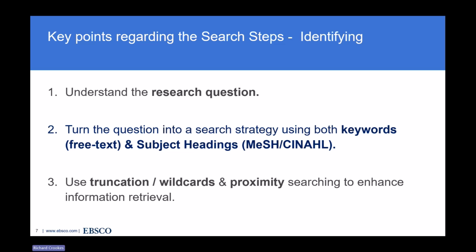And key points then regarding the search steps in terms of identifying what's out there begins with understanding the research question. So that may be based on a particular scenario, clinical scenario, but you'll have the research question that will then lend itself to creating a viable or suitable search strategy using a combination of keywords, that is the free text terms used perhaps by authors, researchers, editors, and so on, and also the subject headings, the authoritative control vocabulary provided by the National Library of Medicine for MEDLINE, in other words, the MeSH terms, or for CINAHL, the CINAHL headings.